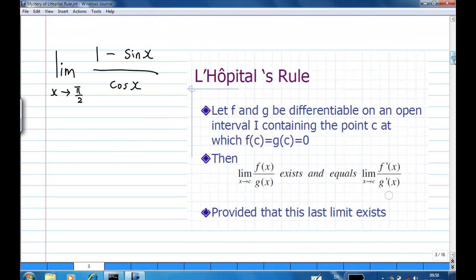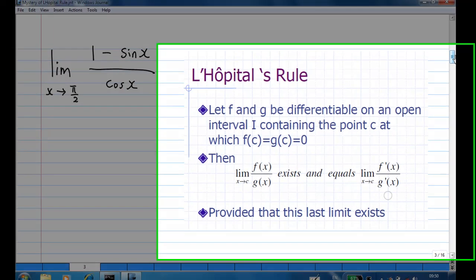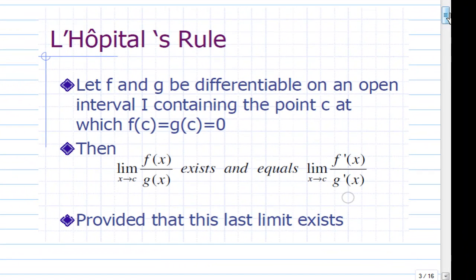Now let's look at L'Hopital rule. What does it say? It says that if f and g are differentiable on an open interval I containing a point c at which f of c and g of c are equal to 0, then the limit of f(x) over g(x) when x approaching c exists and is equal to the limit of f prime x over g prime x when x approaching c, provided that this last limit exists.